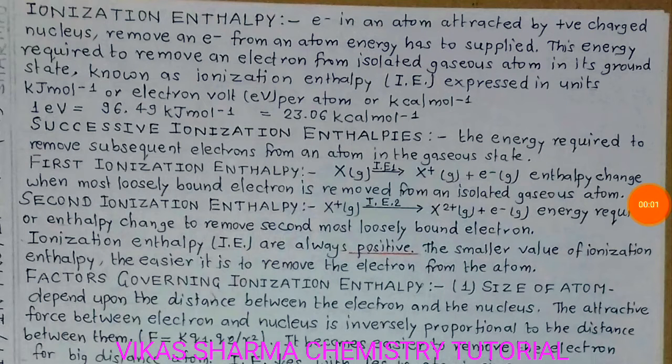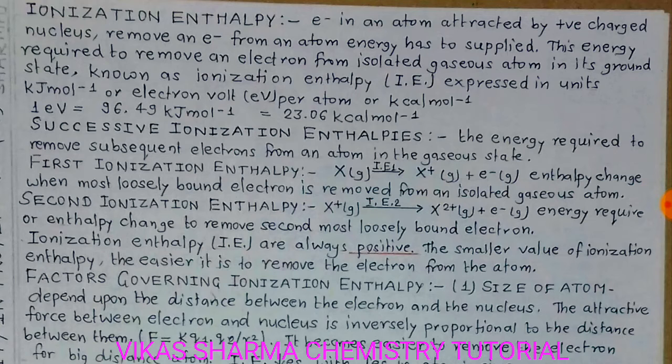Dear student, today's topic is ionization enthalpy. The electron in an atom is attracted by the positively charged nucleus. To remove an electron from an atom, energy has to be supplied. This energy required to remove an electron from an isolated gaseous atom in its ground state is known as ionization enthalpy.